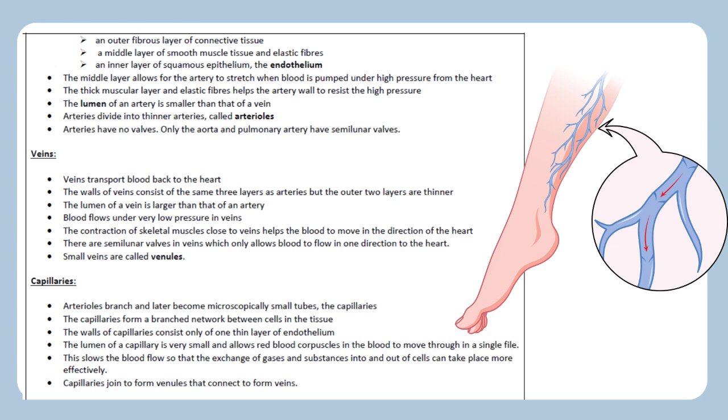The contraction of skeletal muscles close to veins helps the blood to move in the direction of the heart. There are semilunar valves in veins which only allow blood to flow in one direction to the heart. Small veins are called venules.